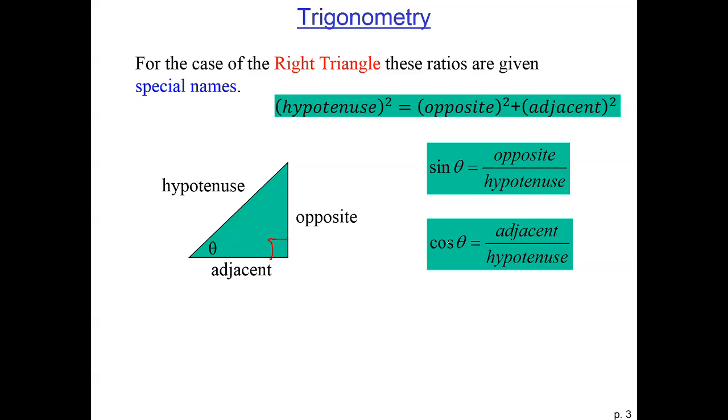So if we know that cosine theta is equal to the adjacent length divided by the hypotenuse, and the tangent of theta is equal to the opposite side divided by the length of the adjacent side, you probably learned this as SOHCAHTOA, I guess.